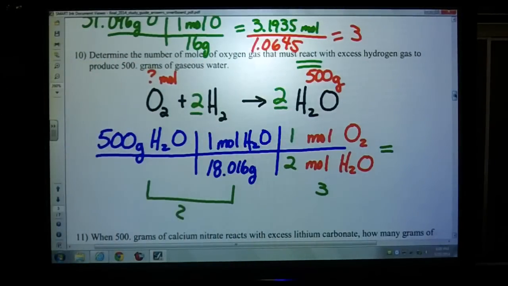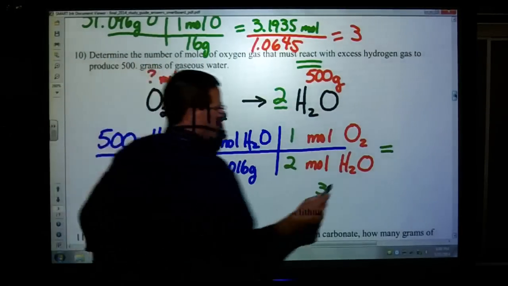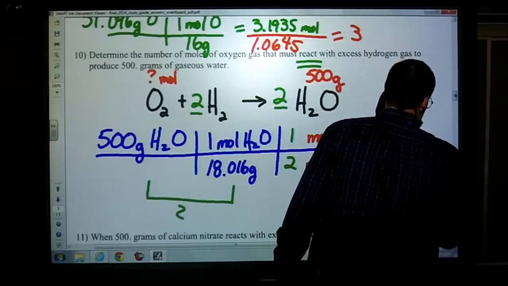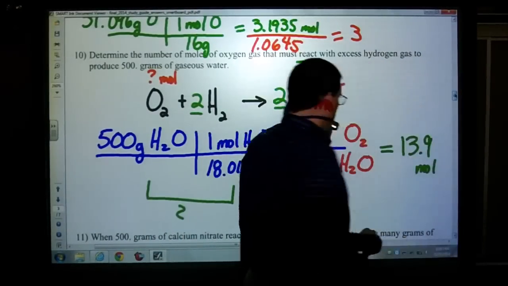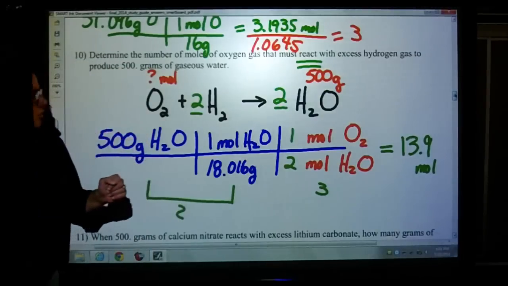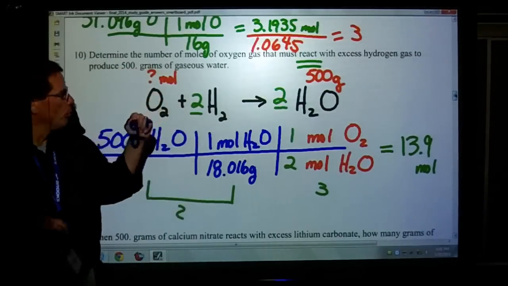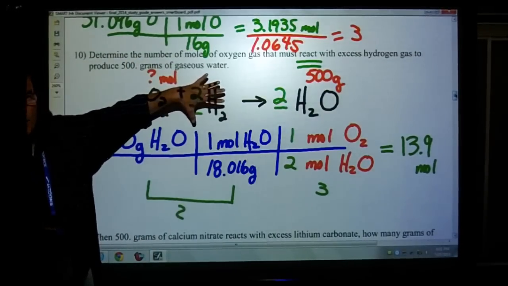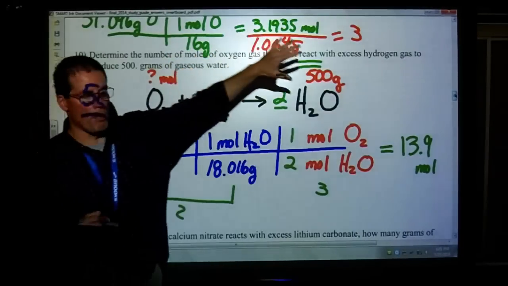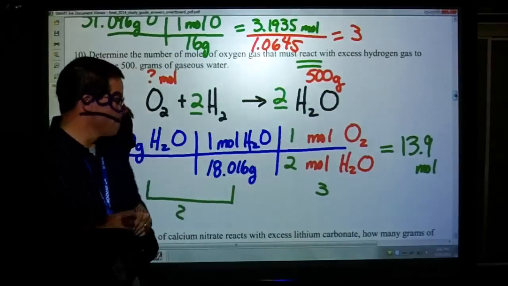So let's do this calculation real quick, and I get a value of 13.9 moles. And again, that's 13.9 moles of oxygen gas is needed to react with all the hydrogen I have, or the excess hydrogen, to produce 500 grams of water.